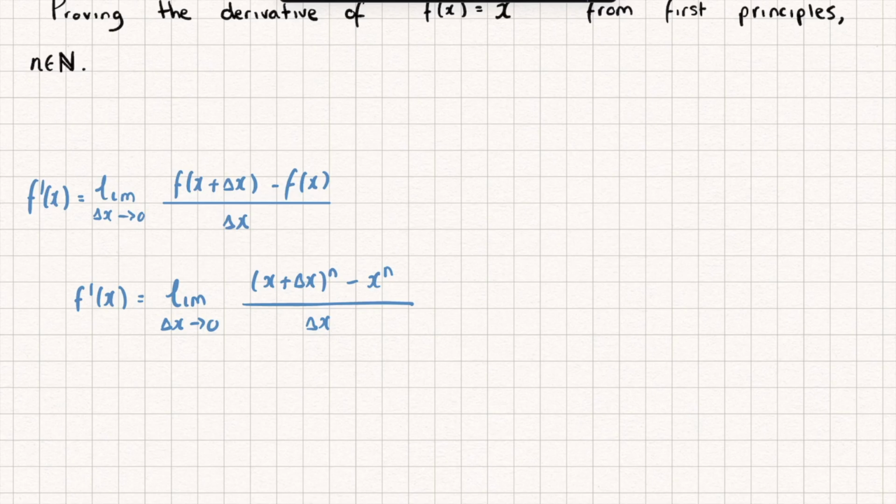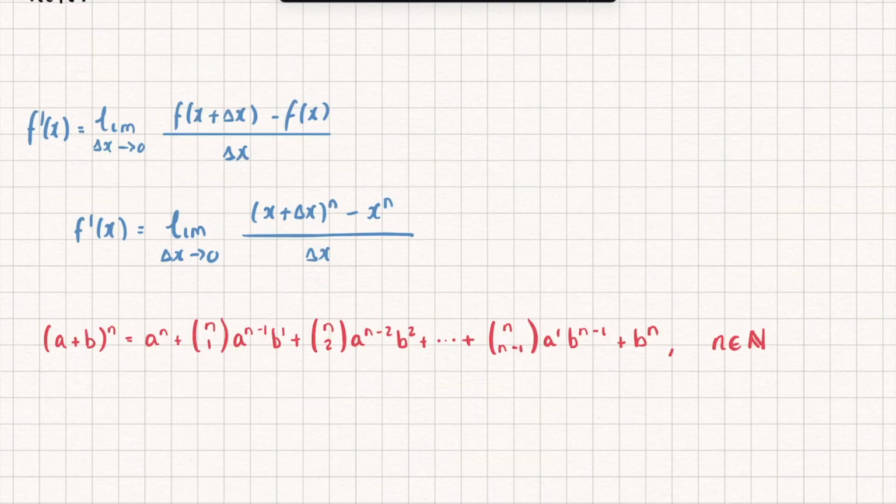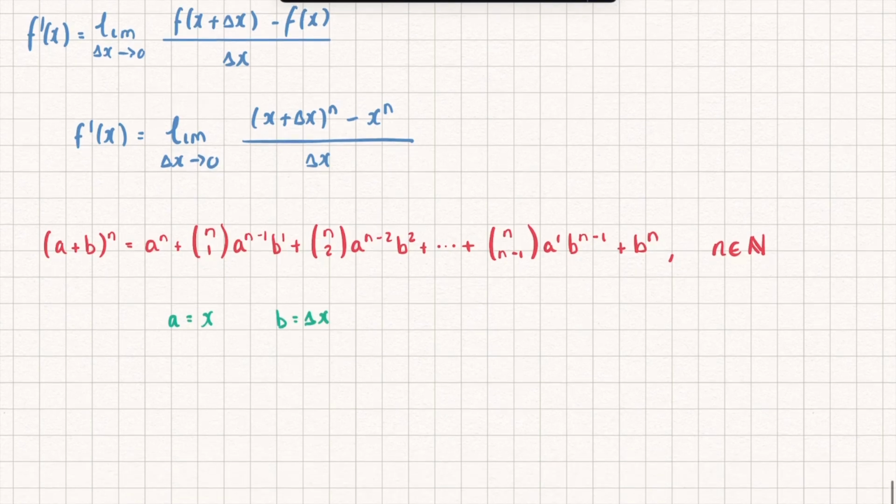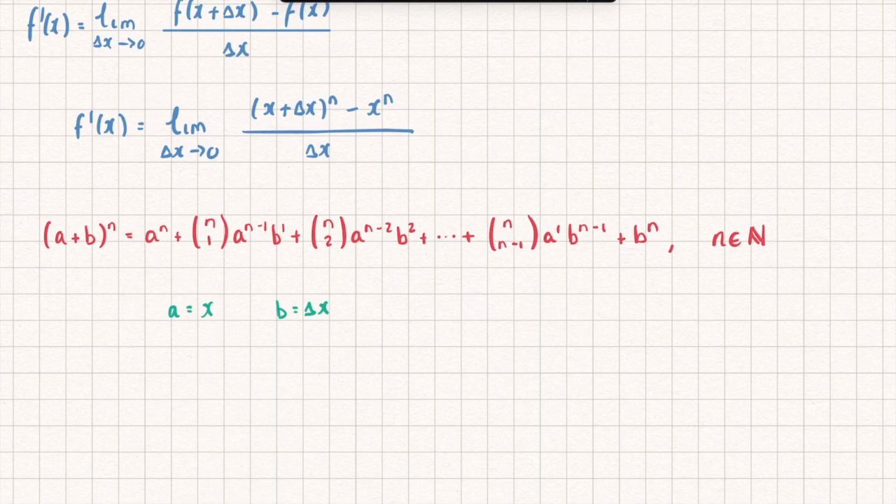Well, actually, we can expand this using our binomial expansion, and I'll bring the formula for that in now. So you can see here I've written the formula for binomial expansion, and so the way this relates is our value of a is just x, and our value of b is just delta x. Okay, and to make this really clear, I'm going to write that out below. So our value of a in this binomial expansion is x, and our value of b in this binomial expansion is delta x.